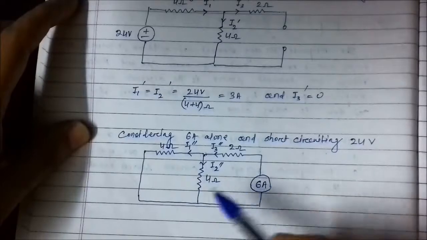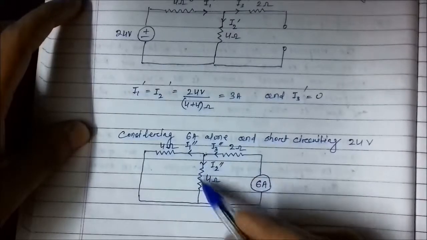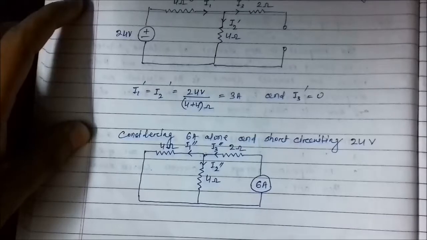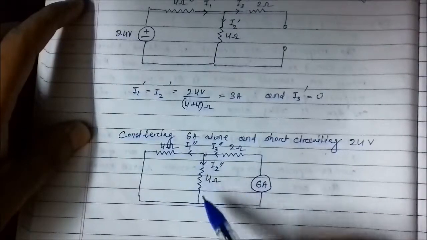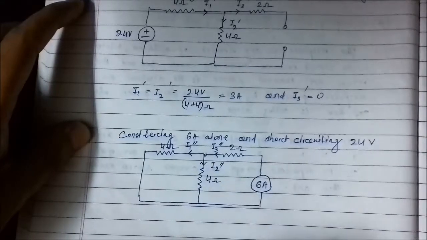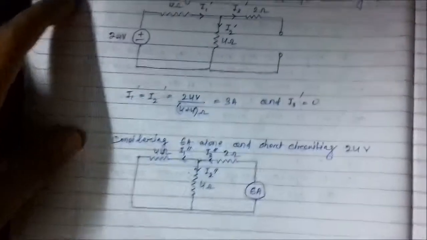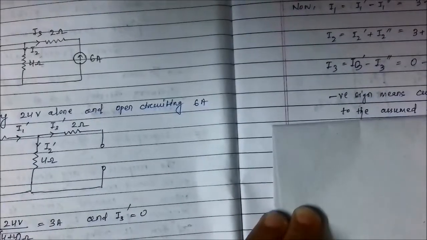They will be divided equally. If there would have been some other resistance, then the current division rule would have been applied, but as these are two equal resistances, no need to go into that. We just simply divide this 6 ampere current into two equal parts, and these two are the same. So I1 double dash is equal to I2 double dash is equal to 3 ampere, and I3 double dash is equal to 6 ampere. Now we have to prove the superposition principle.